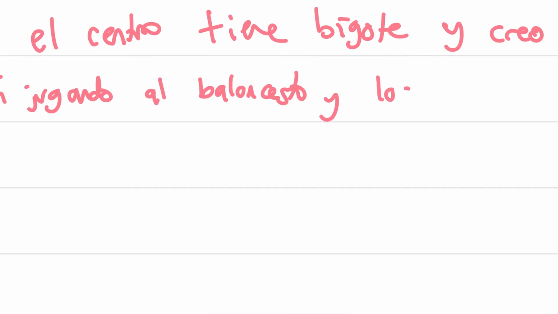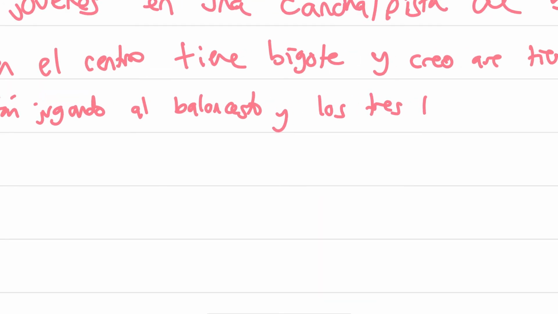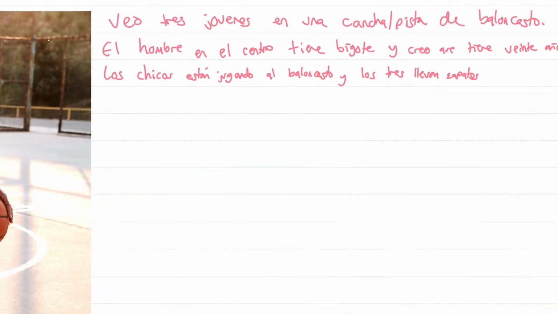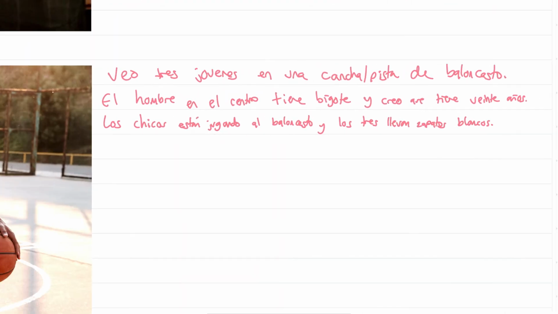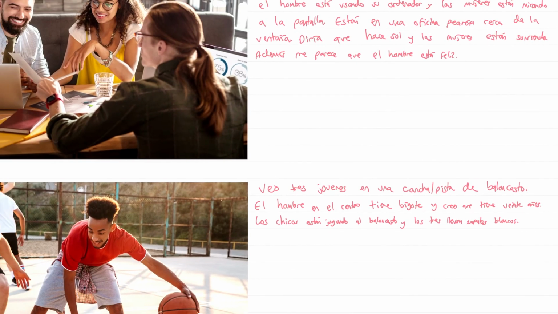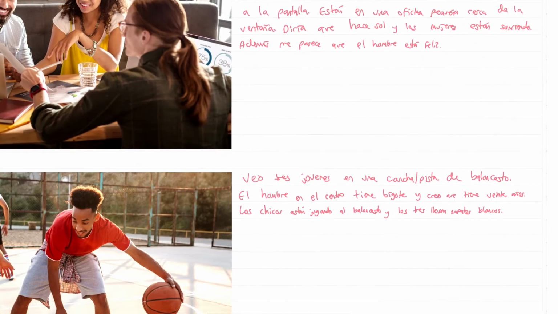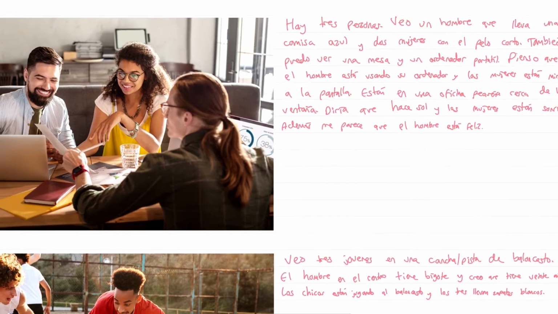Y los tres, all three, los tres, I could say llevan zapatos blancos. Yeah, sure, white shoes. Why not? Zapatos is the word for shoes. Zapatos blancos. So I'm mixing in clothing description. It doesn't have to be a perfect order of physical description, action, location. You can mix them all in, can't you? So I've mentioned there the clothing, physically describing they are wearing white shoes. I've mentioned location early on, which is okay, which does the trick.